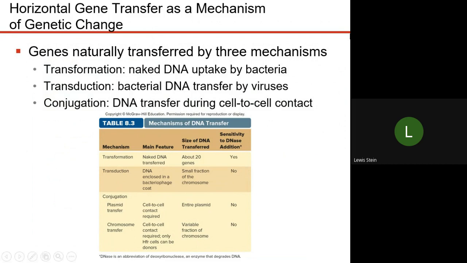This is the order of frequency that it occurs naturally. Transformation, the transference of naked DNA, very random, but it occurs. Transduction, a little more commonly. Again, I think much more important vis-a-vis lysogenic conversion. And then lastly, it's more about the F plasmid, I think, than the Hfr cells. The Hfr cells are the ones that are for genetic engineering. That would be the context of that question, because theoretically you can repeat it.